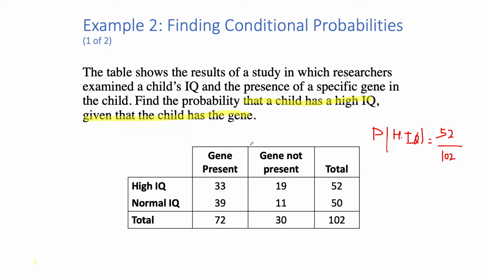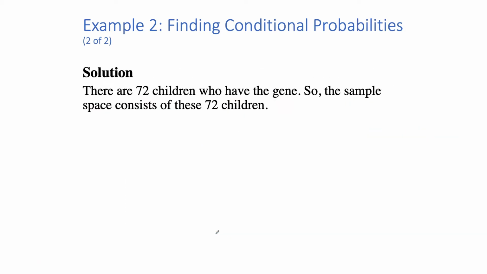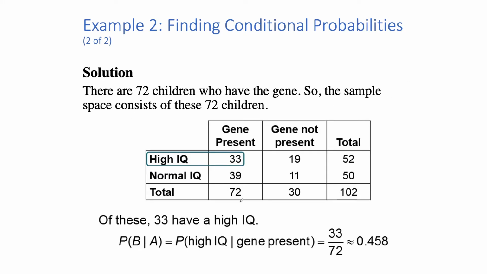So if you really think about it, we are only concerned about children who belong in this category, right? We are conditioning on the fact that they have the gene present, which is to say we only care about these 72 children who have the gene present. Okay, that's what we see. So there's 72 children who have the gene. So now the sample space is altered, right? What we're considering is only these 72 children who happen to have the gene. Of this group who have the gene present, 33 of them satisfy the conditions of having high IQ.